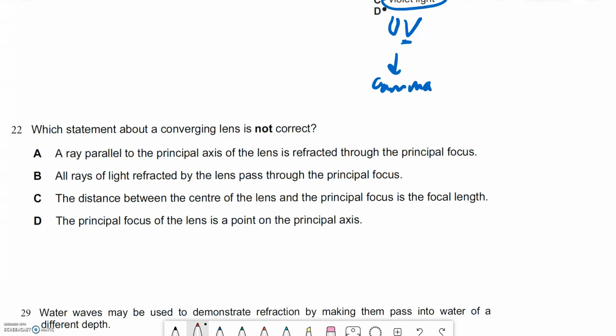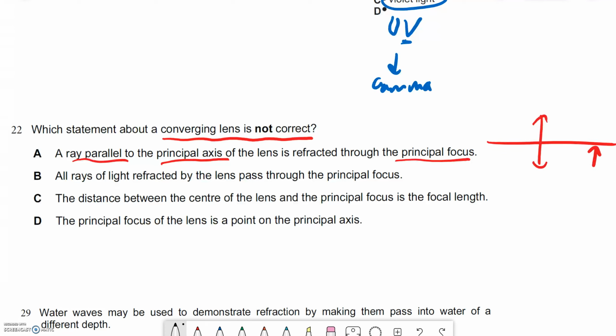Which statement about a converging lens is not correct? So a lot of you went for A on this one. A ray parallel to the principal axis of the lens is refracted through the principal focus. So just remember, we've got our lens here. We've got our principal axis. This is the principal axis here.